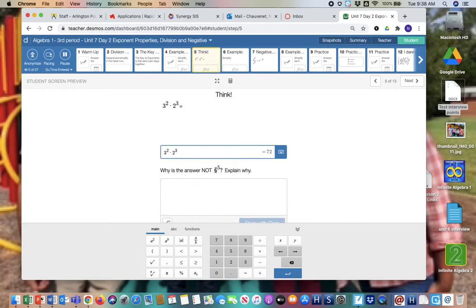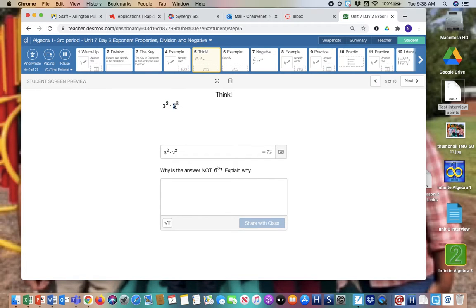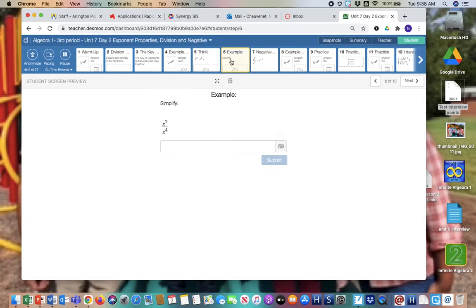Right? Why is the answer not 6 to the fifth? Because we don't multiply the bases, right? They need to stay the same. And if these were different variables, we couldn't even do this problem, right? The bases would have to be the same. We can do it because they're actual integers, numbers, but if these are variables, we could not combine those. Okay? All right. So let's go to an example here where we have to think a little bit.